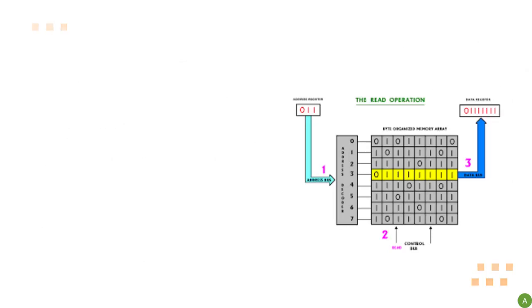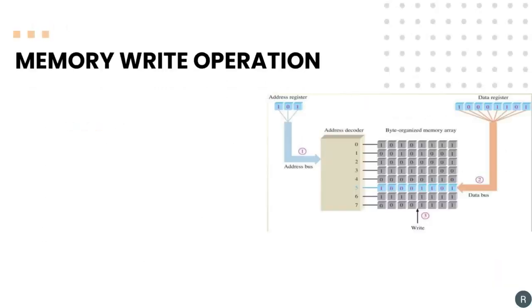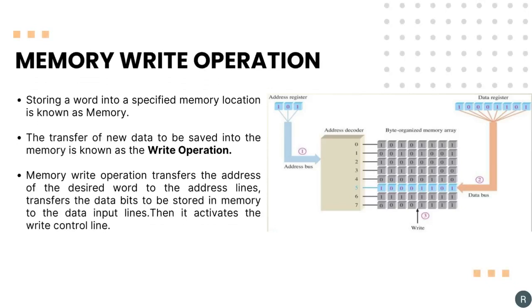Memory write operation. First of all, let's know what is memory write. Storing a word into a specified memory location is known as memory write. Then, what is memory write operation? The transfer of new data to be saved into the memory is known as the memory write operation.